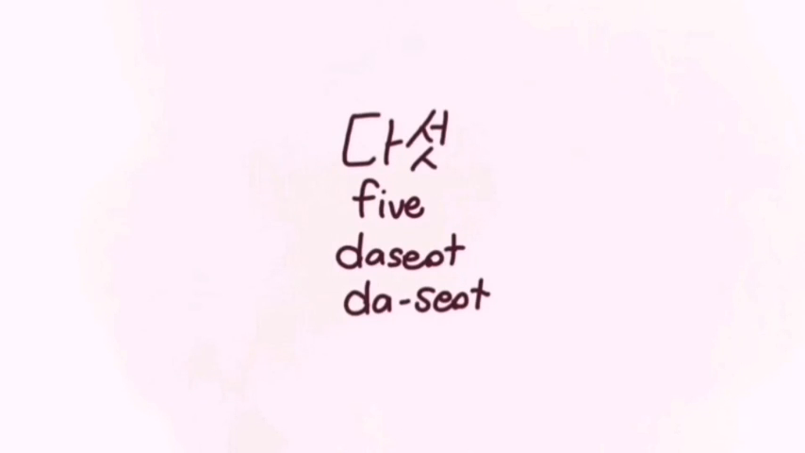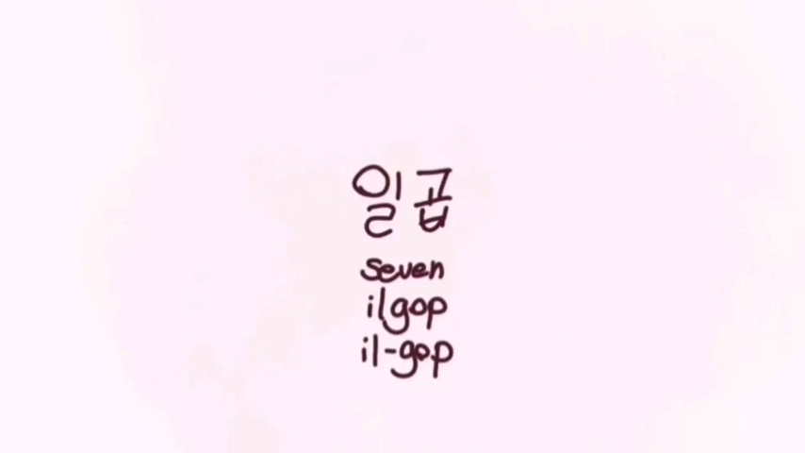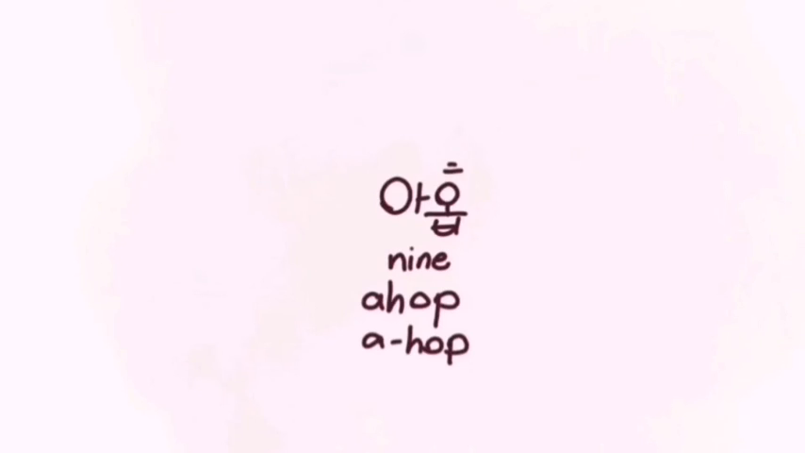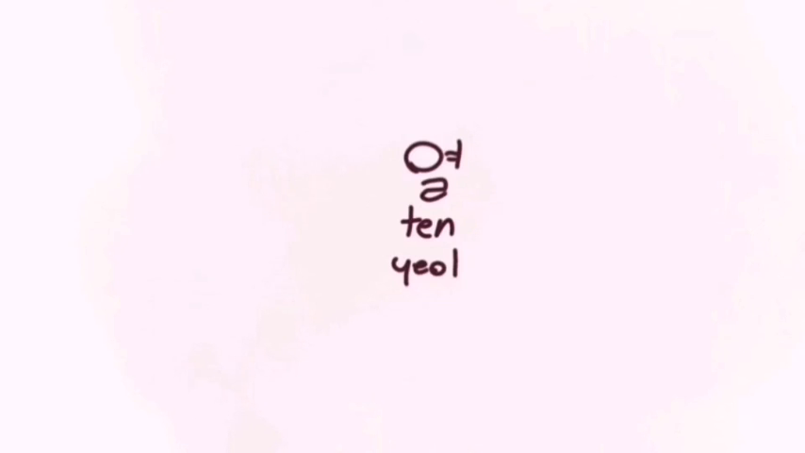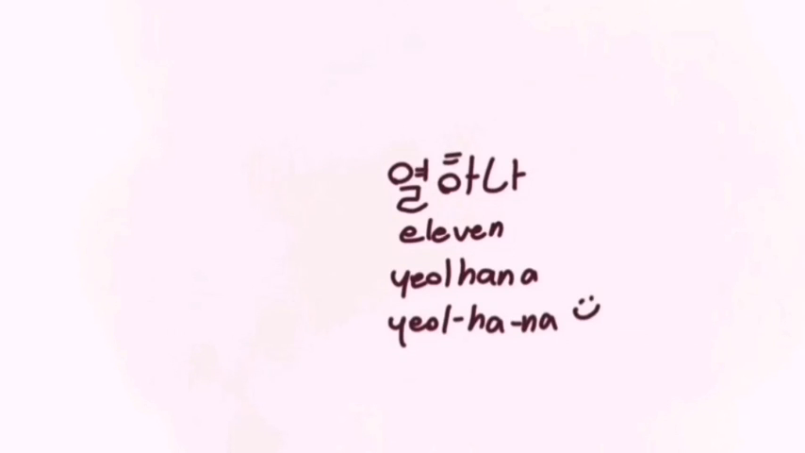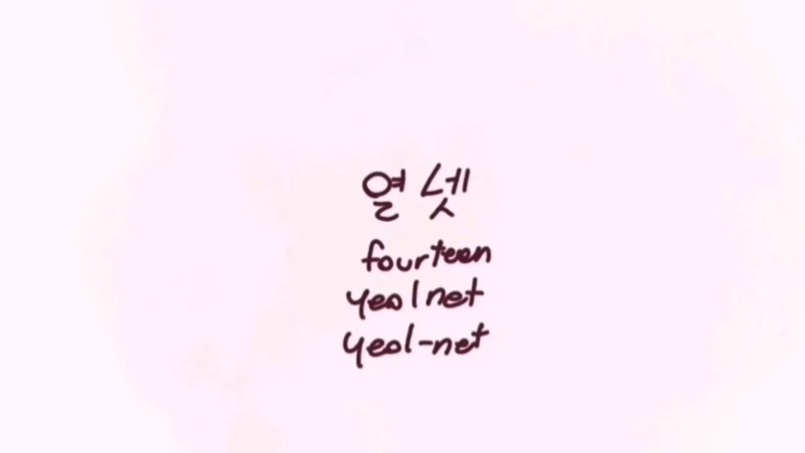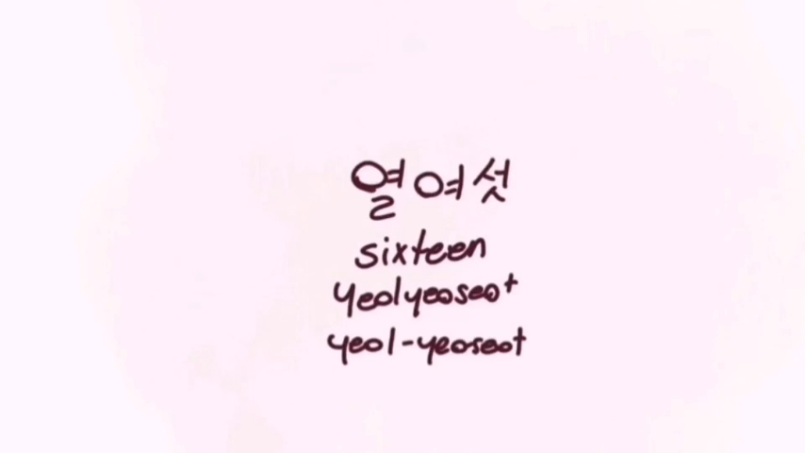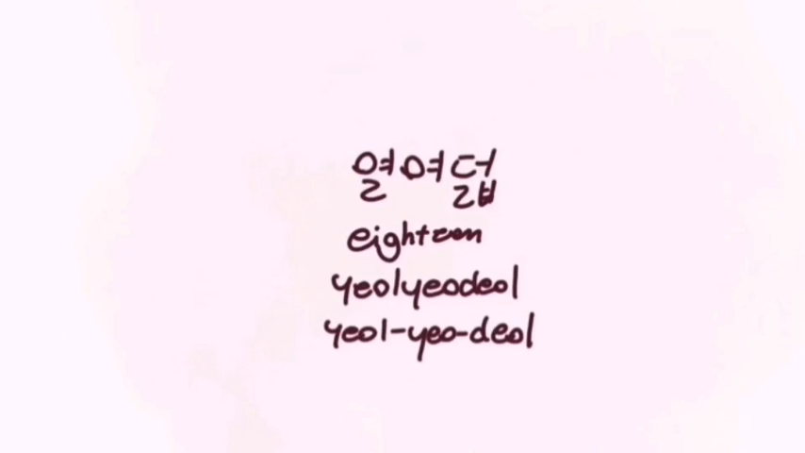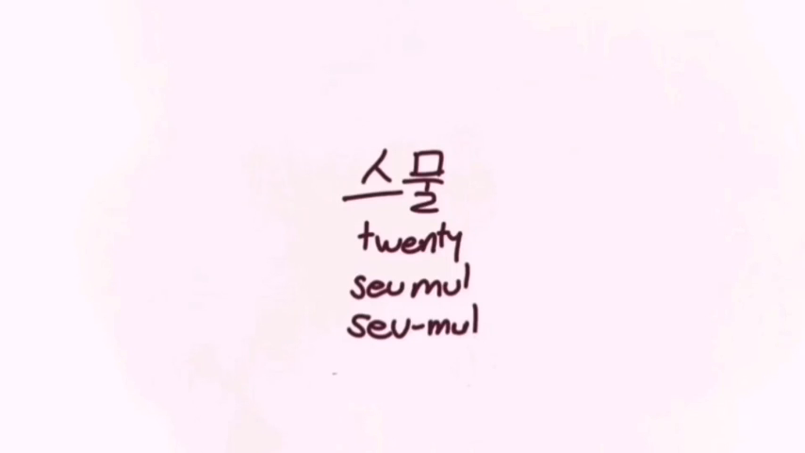But yay, we're done. So let's rewind from the start. Number 1 is hana, dul, set, net, dasot, yosot, ilgop, yodol, ahop, yol, yolhana, yoldul, yolset, yolnet, yoldasot, yolyosot, yolilgop, yolyodol, yolahop, sumul. That's it.